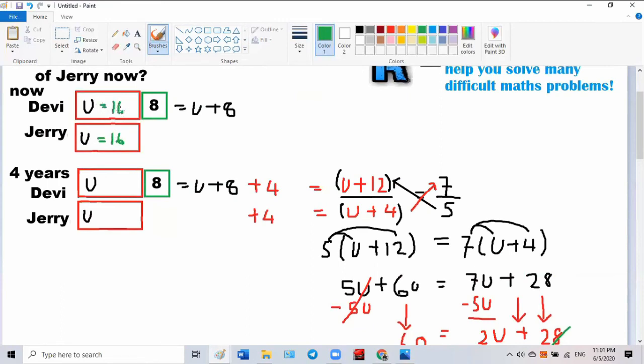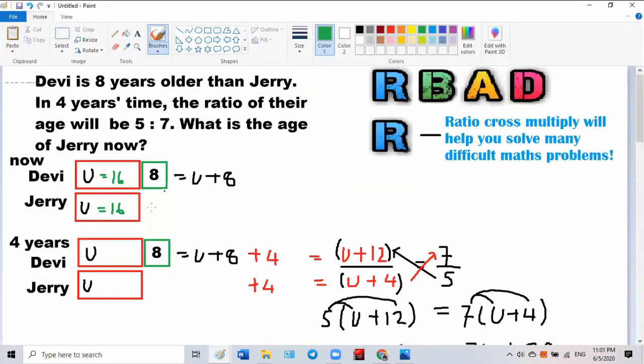The question asks, how old is Jerry now? I think we have established the answer is just 16. Jerry now is 1 unit, which is 16. And if you want to know, which is not in the question, Davy now would be 16 plus 8, which is 24. Just to check the correctness of the answer, let's do 4 years' time. So 24 plus 4 years, and 16 years plus 4 years.